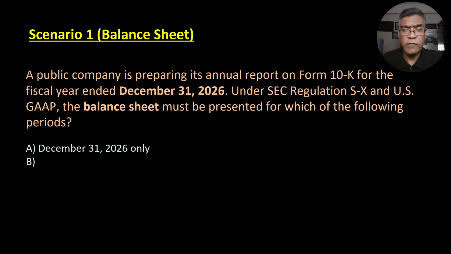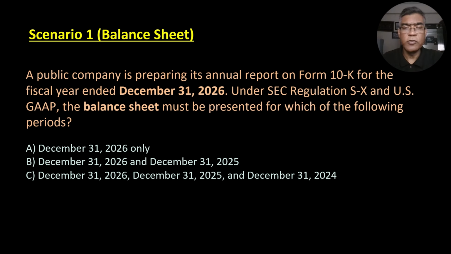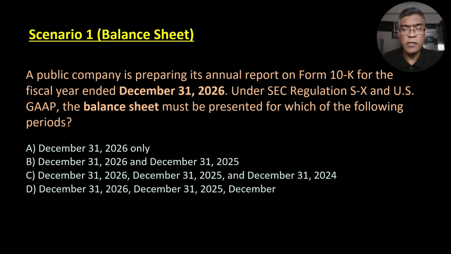A. December 31st, 2026 only. B. December 31st, 2026 and December 31st, 2025. C. December 31st, 2026, December 31st, 2025, and December 31st, 2024. D. December 31st, 2026, December 31st, 2025, December 31st, 2024, and December 31st, 2023. So what is the question? The balance sheet must be presented for which of the following periods?